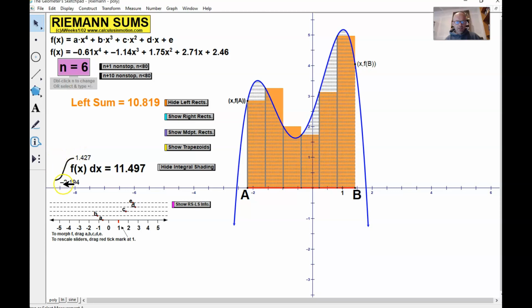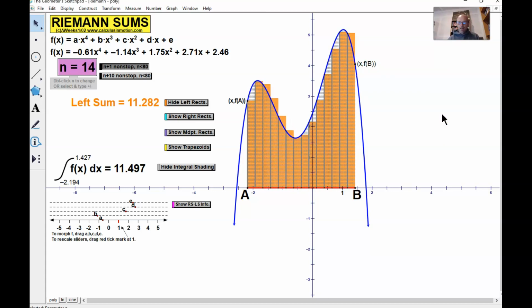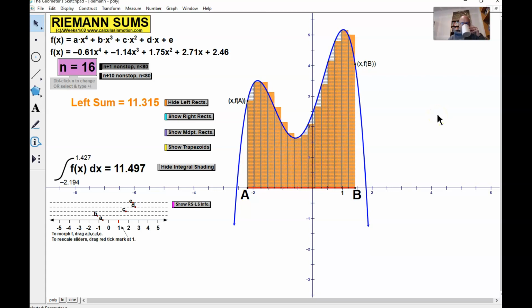And notice down here is that little symbol we were just talking about. This is telling you the actual area under the curve. So you can see how far away it is right now. Right now, with these 6 left-hand Riemann sums, we have 10.819, and the actual area under the curve is 11.497. So now let's see what happens as we go up by one rectangle at a time. So notice as we add one rectangle, the rectangles are getting smaller, of course, and the approximation is getting better.